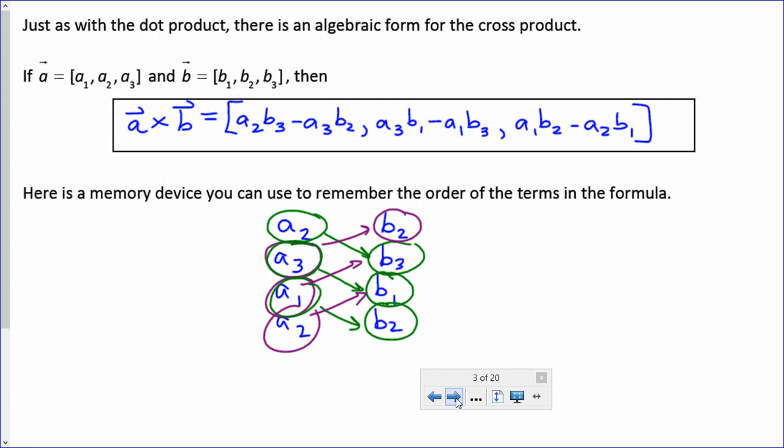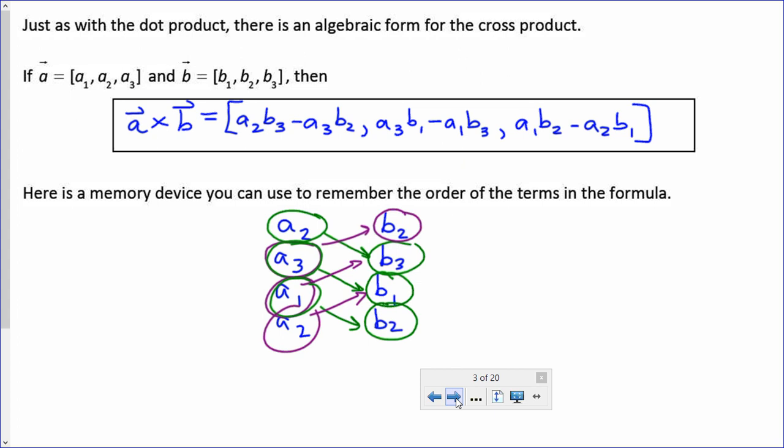Then there was the algebraic definition of the cross product. This is a memorization game, guys. You have to learn it. It will not be provided. The cross product formula is as follows. You have two vectors, a1, a2, a3, and b1, b2, b3. Then the cross product is this combination of the numbers: a2 b3 minus a3 b2, a3 b1 minus a1 b3, a1 b2 minus a2 b1.